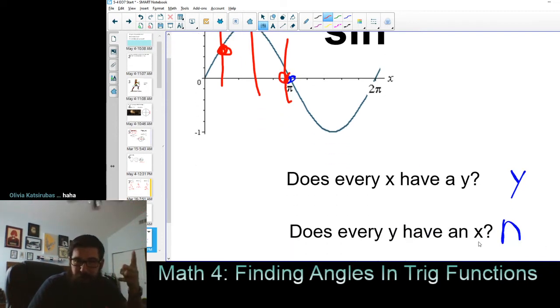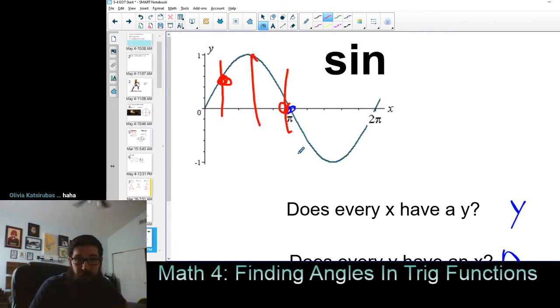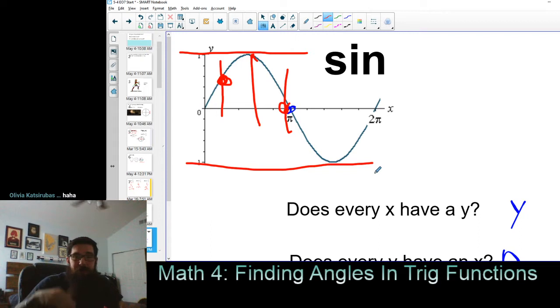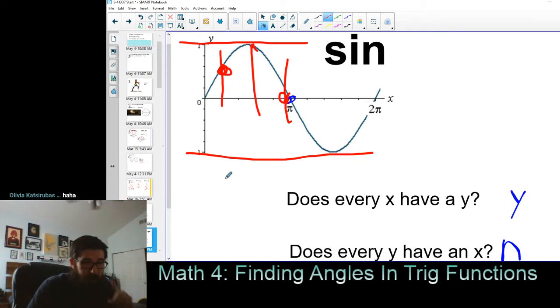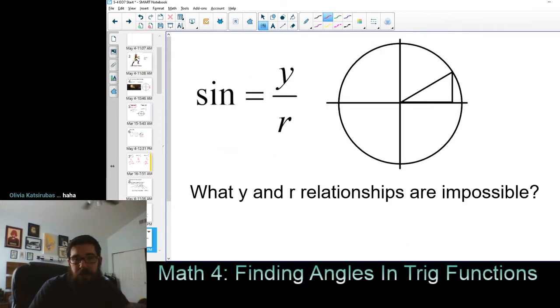Does every y have an x? If I do the inverse here, is that going to happen? Does every y value have an x? No, absolutely not. The range of this graph is between 1 and -1. Sine can only ever give me things between there. If I ask where sine is equal to 2, that doesn't happen. My sine function is never going to spit out a 2. Keep that in mind. The range of this guy is going to be restrictions for the questions we're going to ask.